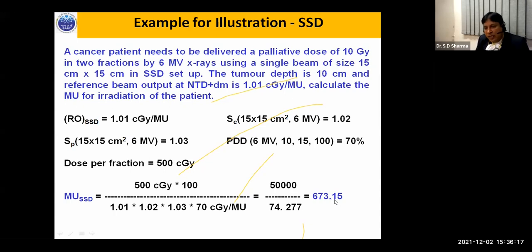Now the question is whether we should be using fractional value. In today's time, accelerators are able to deliver fractional values of monitor units also, but in older days, when this option was not available, we used to round up this number. So whenever it is larger, we do not want to underdose the tumor. For that reason, usually if it has to be rounded off, it will become 674 monitor unit.